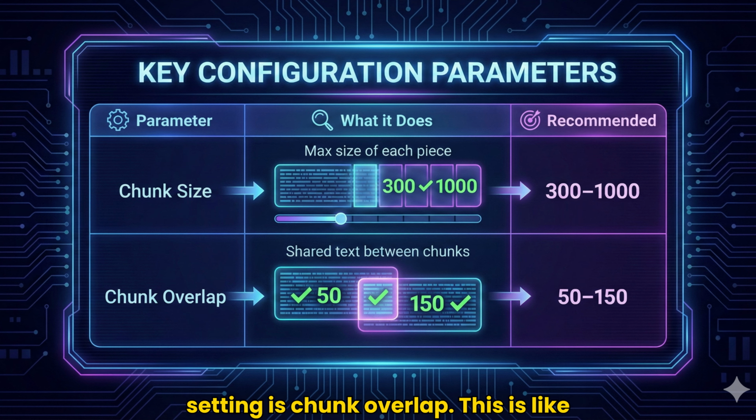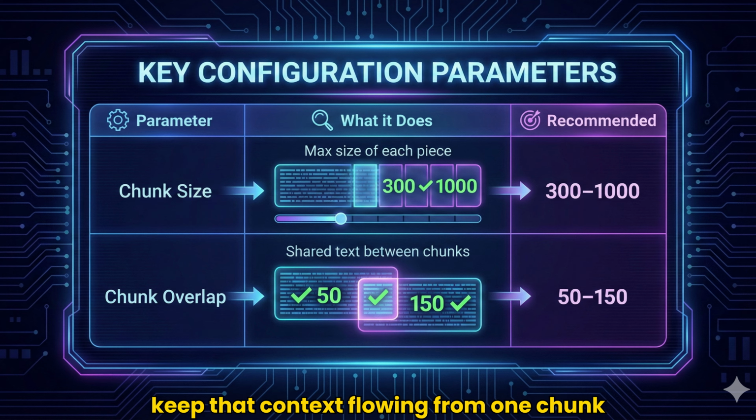And the second crucial setting is chunk overlap. This is like the secret sauce that stops you from losing key information. It makes sure that each chunk shares a little bit of text with the one before it and the one after it. Just think about it, right? If you split a sentence right down the middle, the two halves lose their connection. A little overlap, maybe 50 to 150 characters, is usually perfect to keep that context flowing from one chunk to the next. Don't skip this step.